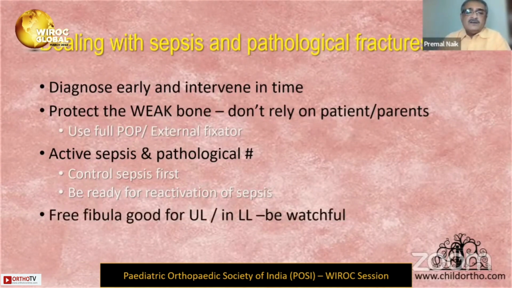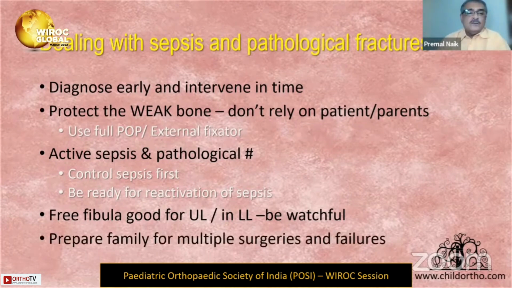Free fibula, I find, is good for the upper limb, but in the lower limb, you may need an additional procedure, like additional bone graft, plate fixation, or external fixation stabilization. And you should always discuss and prepare the family for multiple surgeries and a few failures on the way, so that they remain with you for a long period of time.